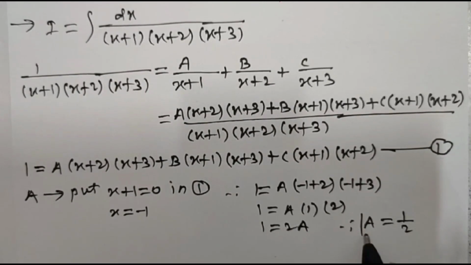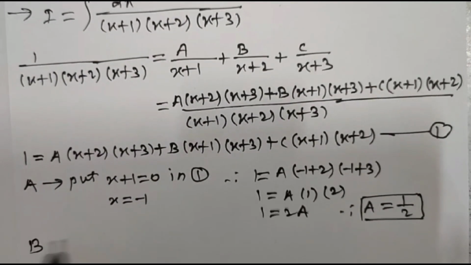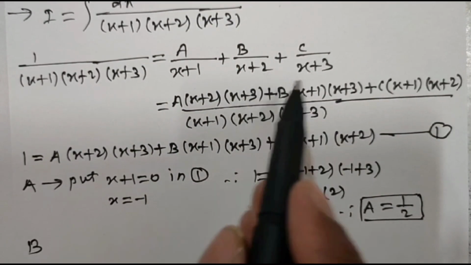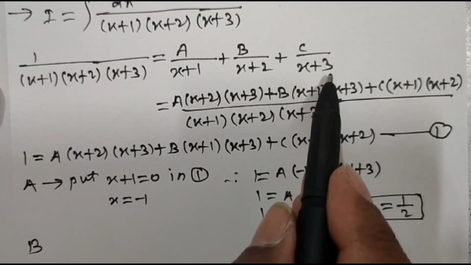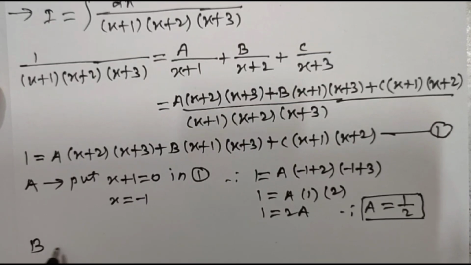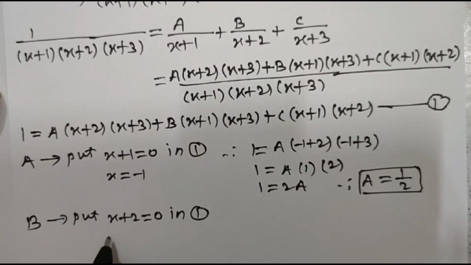This is the value of the first arbitrary constant. Now let us find the value of the second arbitrary constant B, whose denominator is x+2. Equate this to 0. Similarly, to find the value of C, equate the denominator of C, that is x+3, to 0 and put it in equation 1. So to find the value of B, put x+2 = 0 in equation 1. Hence x = -2.